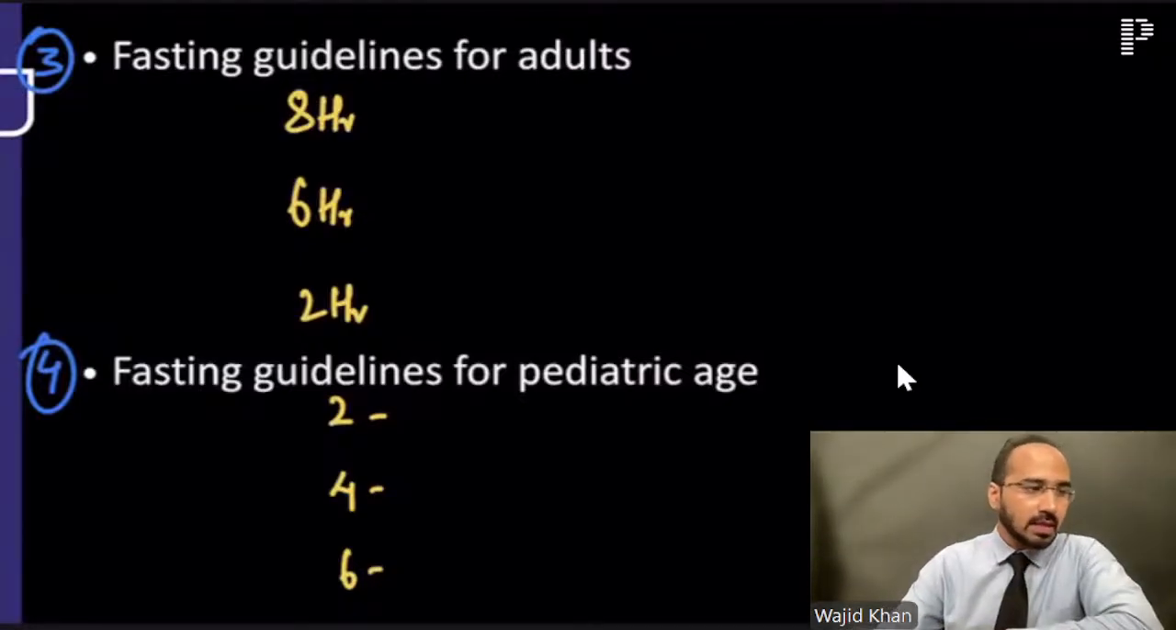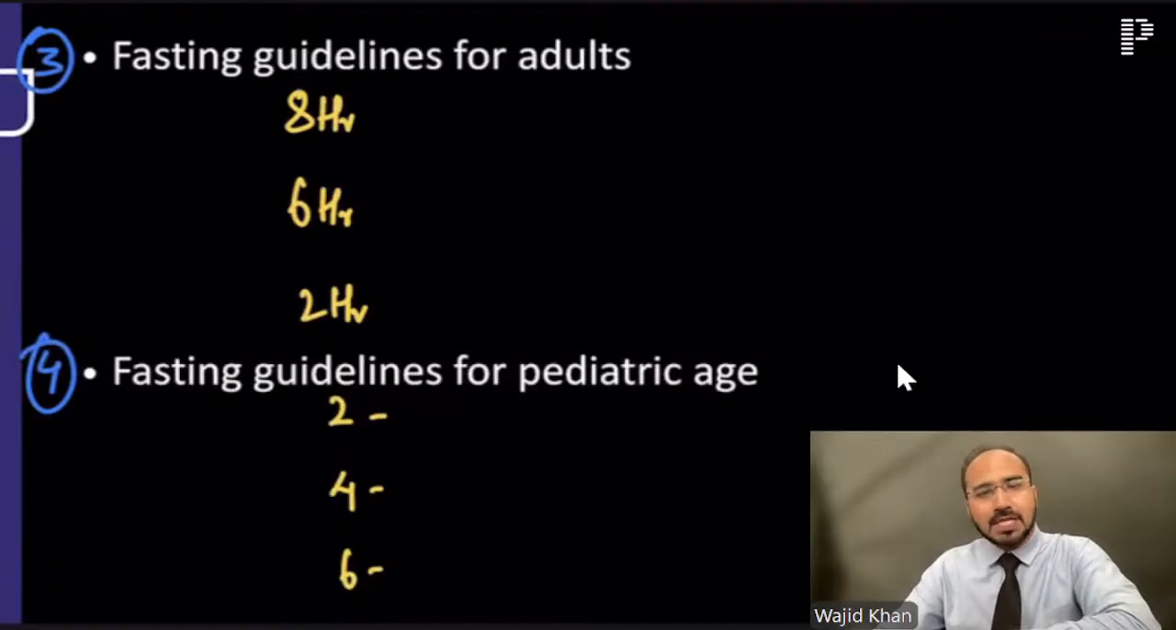Next, what are the fasting guidelines for adults? Come on, guys. You tell the patient to be in a fasting state so that during surgery he does not aspirate. To prevent the risk of aspiration, you tell the patient to be in a fasting state. So in adults, what are the fasting guidelines? I have written 862 for adults. What does it mean, guys?